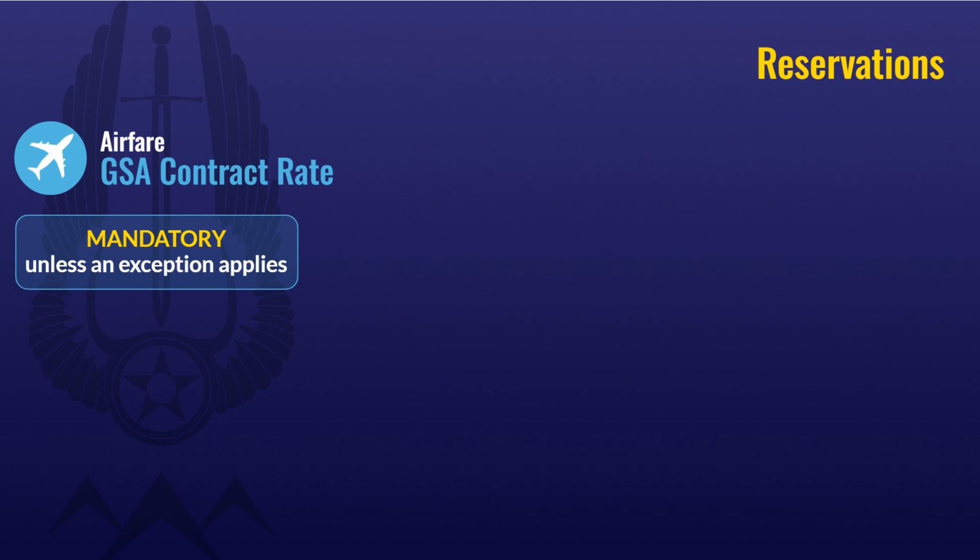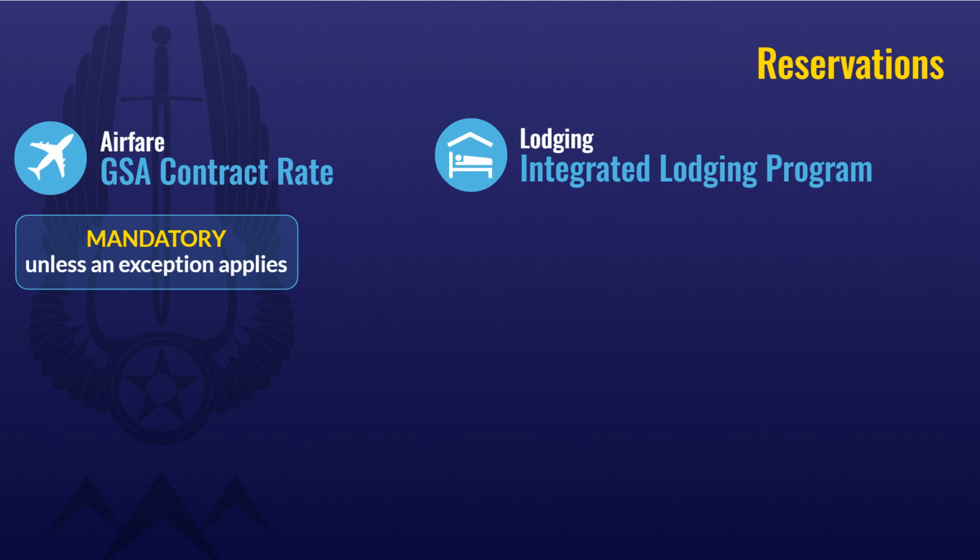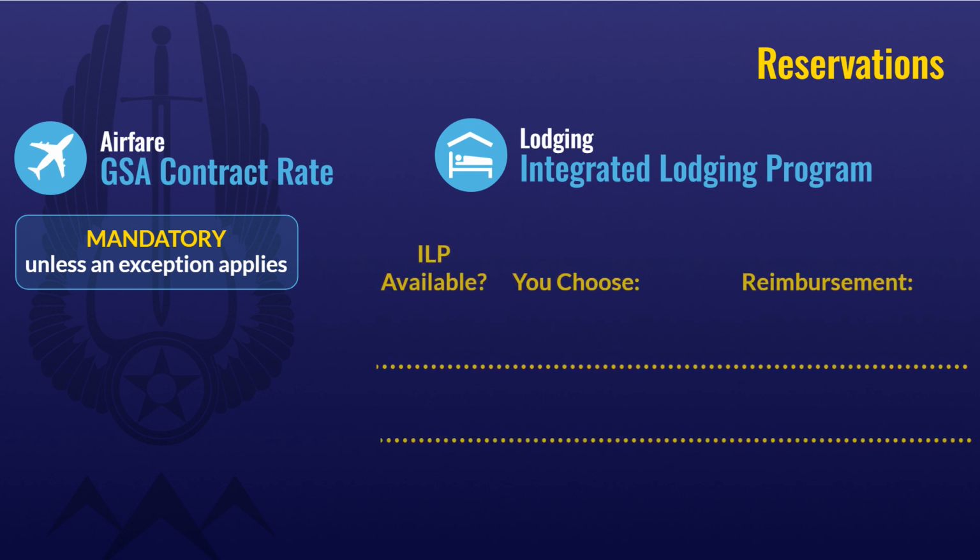Use of commercial air service contracted through the GSA City Pair program is mandatory unless one of the approved exceptions applies. For lodging, you will select an option in the Integrated Lodging Program unless no ILP options are available. When ILP lodging facilities are available at the destination and in DTS, DTS automatically displays ILP facilities before other lodging options. Choose an ILP option for full reimbursement.